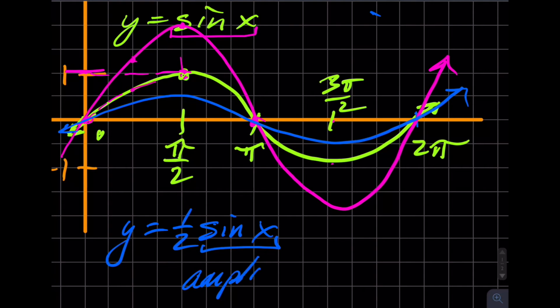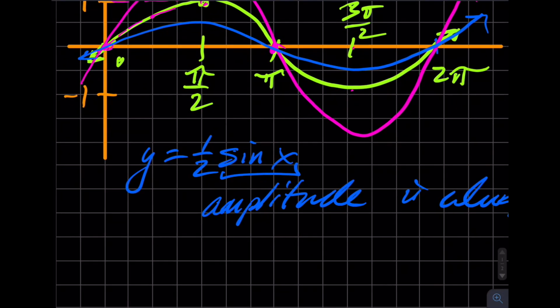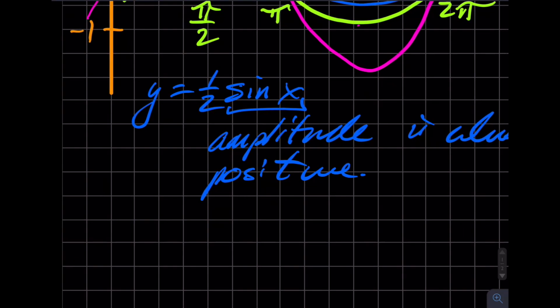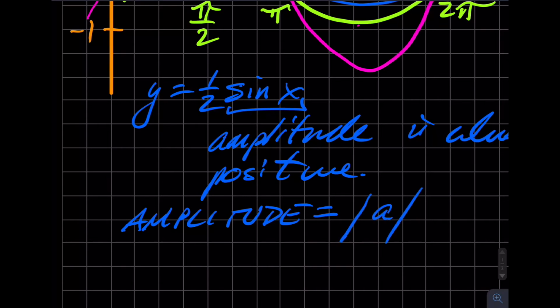Now there's something else you need to know. When I'm talking about amplitude, amplitude is always positive. That's always positive, which means that the amplitude of any of these trigonometric functions is equal to the absolute value of whatever that number is in the front. And when I say front, it's the coefficient on the trig function.